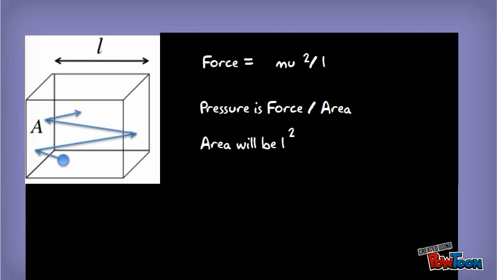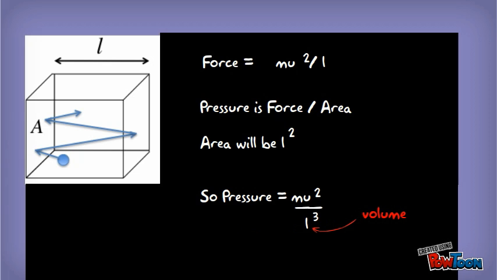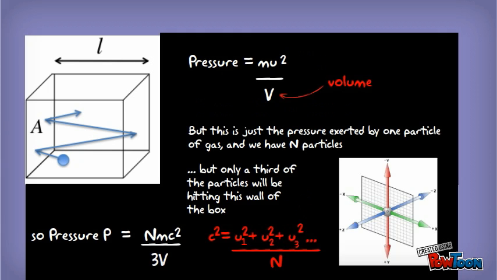And pressure is force divided by area, and the area of that wall is L squared because the cube has sides of length L. If we put that into the equation for pressure, we have that pressure is mu squared divided by L cubed, and of course L cubed is an expression of the volume of that box, or the volume of the gas. So here we are, pressure is mu squared divided by volume, but we've just worked out the pressure exerted by one particle of gas. We've got more than that in the box. We have, say, N particles of gas in the box.